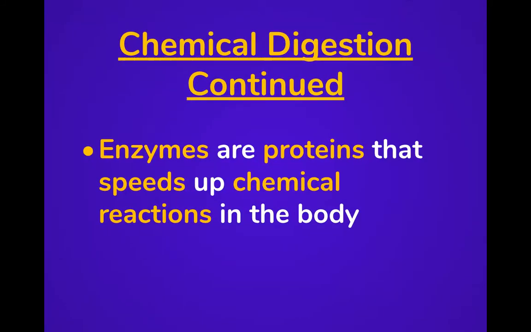Okay. Enzymes might be another new word that you've not heard before, but enzymes are a type of protein. Their job is to speed up chemical reactions in the body. So the enzymes that get placed into our stomach help speed up digestion. They help the breakdown of food so that our body can absorb those nutrients from that food.